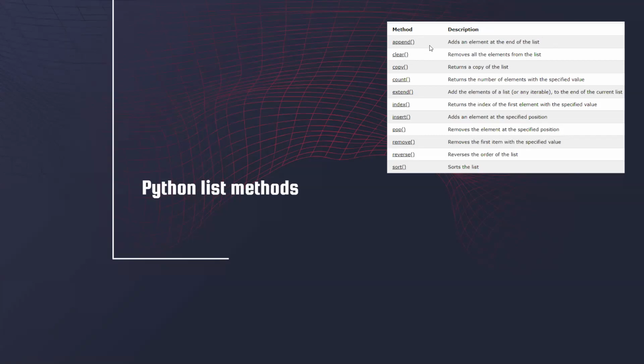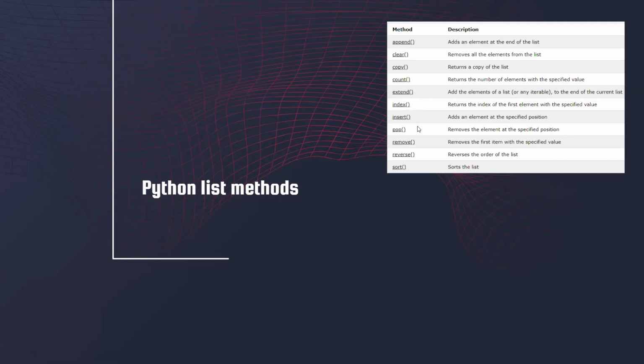Clear clears all the elements from the list. So list.clear, list.copy, list.count, list.extend. Index is pretty important. It returns the index of the first element with a specified value. So if I have a list and the list has hi, hello, and howdy, then index hi would return 0. List.index with hi in the parentheses.